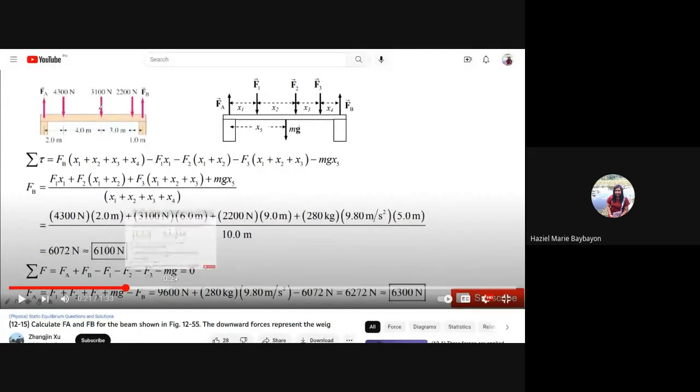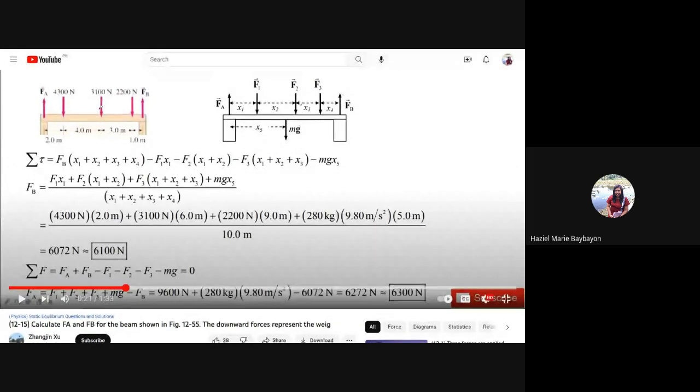And then, to find f sub a, class, we will use the other equilibrium condition, which is the summation of forces is equal to 0. So F_A positive plus F_B positive, negative then the other forces, negative F1, negative F2, negative F3, minus mg, and that is equal to 0. To find f sub a, we just have to transpose everything to the right-hand side of the equation. So that is f sub a.